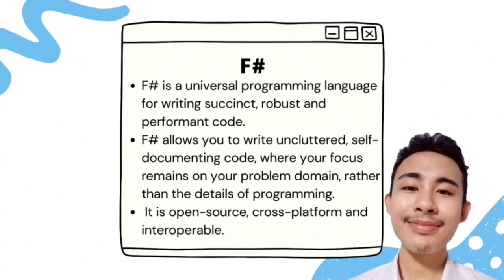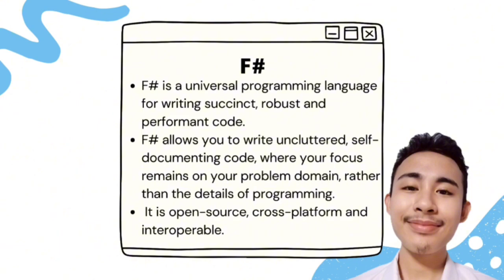Why use F#? F# is a universal programming language for writing succinct, robust, and performant code. F# allows you to write uncluttered, self-documenting code where your focus remains on your problem domain rather than the details of programming. It does this without compromising on speed and compatibility. It is open source, cross-platform, and interoperable.